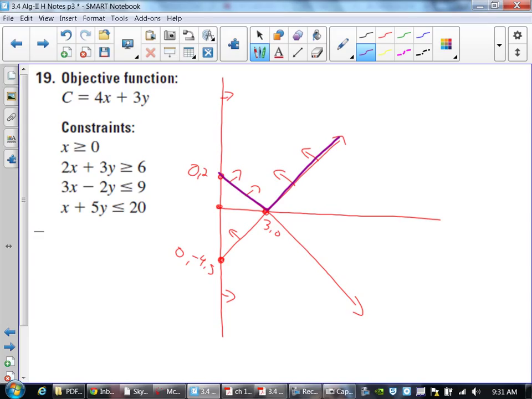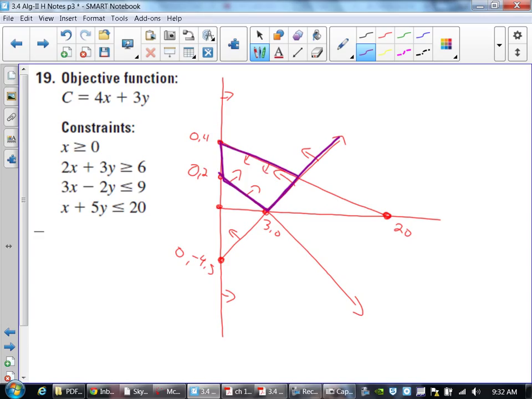And last but not least, x-intercept of 20, y-intercept of 4. Is 0 plus 0 smaller than 1? Yes, so it's coming inward again. So you wind up with this region here.